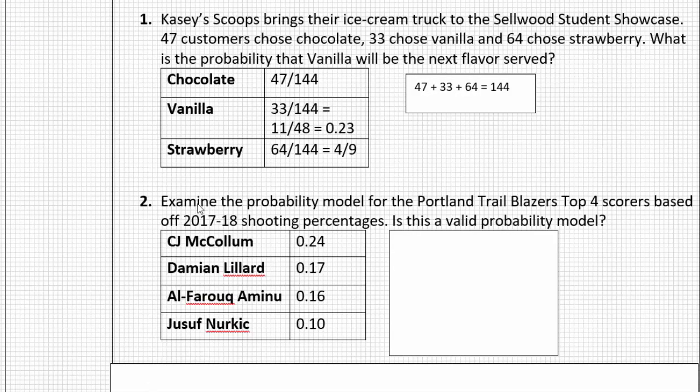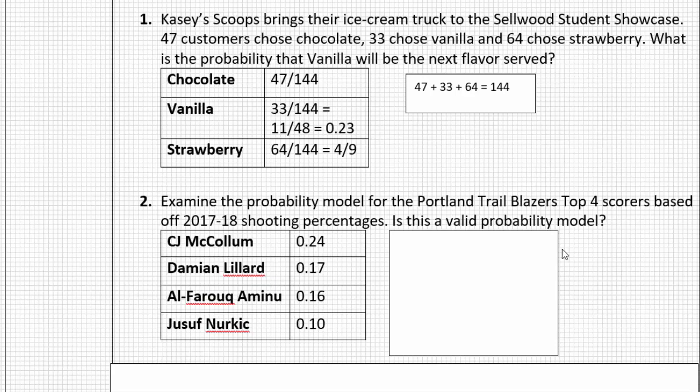For this question, we're being asked to examine the probability model for the Portland Trail Blazers' top 4 scores based on 2017-18 shooting percentages. I got some of these numbers from ESPN. And we want to know, is this a valid probability model?